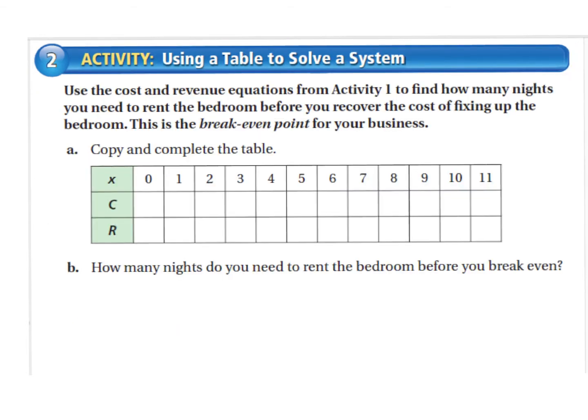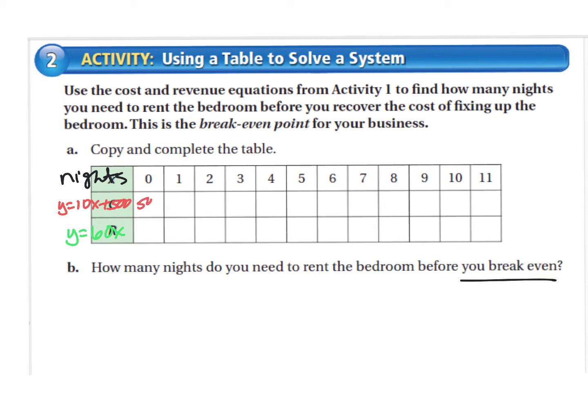So what I want you to do is pause the video, copy and complete this table. We're going to put our cost, which is y equals 10x plus 500, on this row, and our revenue, which was y equals 60x, on the bottom row. The top row is our x. That's how many nights we are renting the bedroom out. So go ahead and complete the table, and then tell me when we break even. When do we make just as much money as we are spending? Pause the video, fill out the table, and then come back and see how you did.